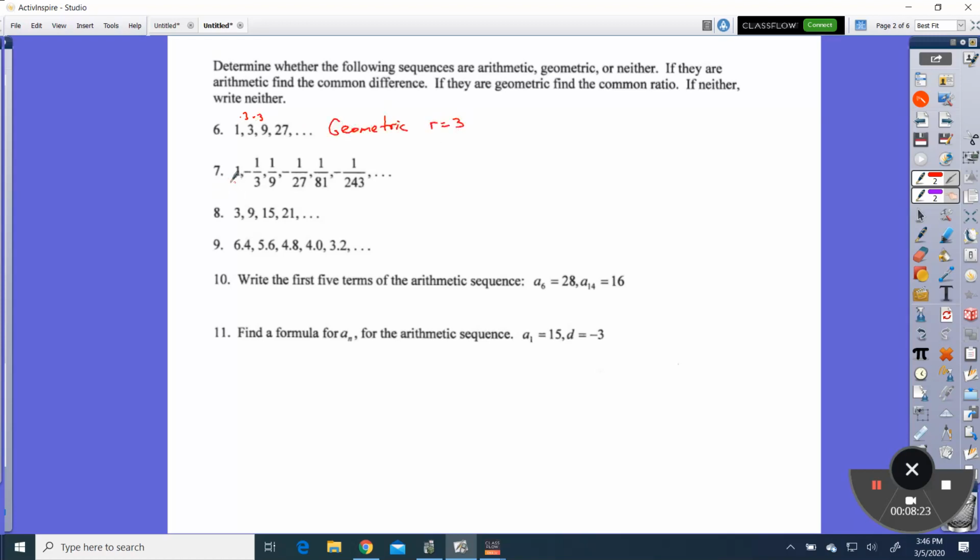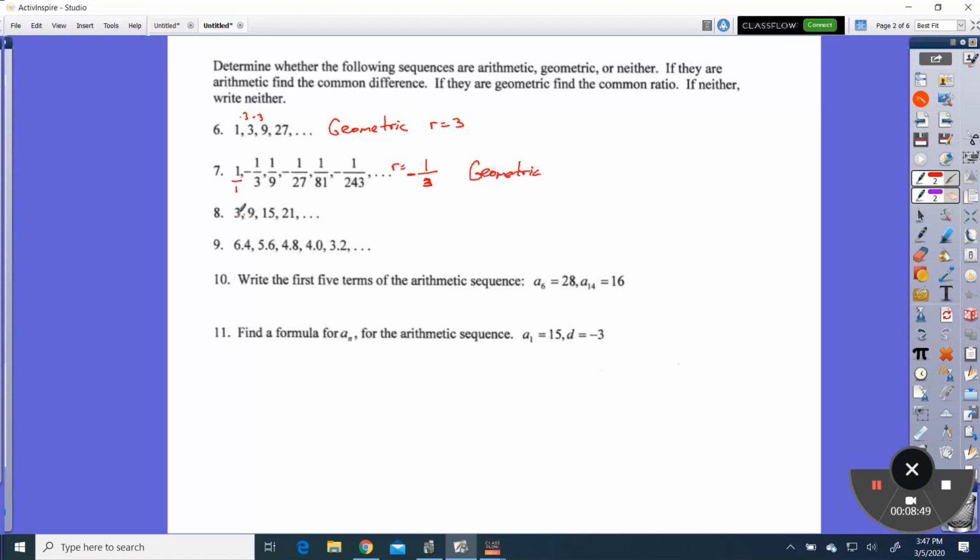I look at this one, and the bottom is exactly the same as what it was on number 6, 1, 3, 9, 27. So again, I'm multiplying by 3, but it's on the denominator. So that goes on the bottom. That stays as a 3. And the other thing I notice is the signs are alternating, positive, negative, positive, negative. So I must be multiplying by a negative 1/3 each time. So again, that's geometric, multiplying by a negative 1/3.